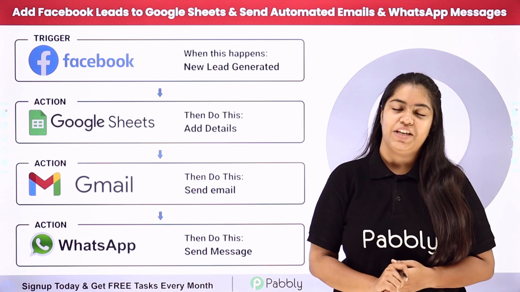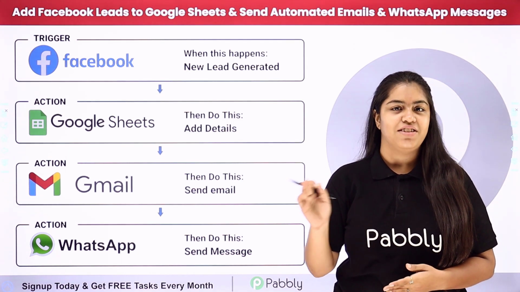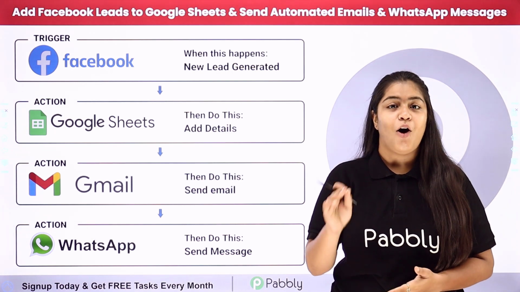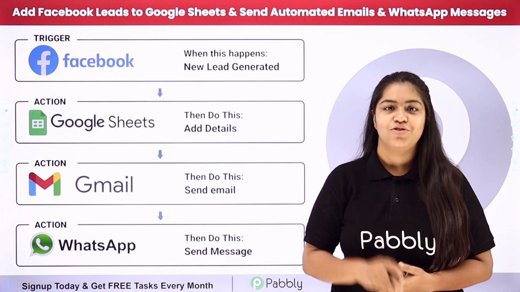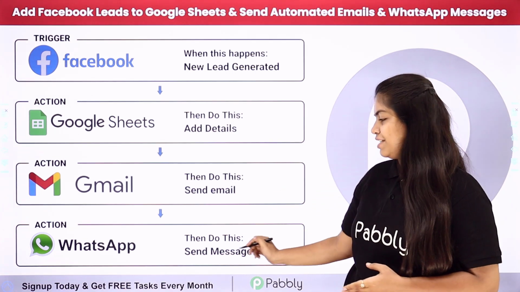So over here I am using Facebook lead ads to promote my business, and I wish that as soon as a new lead is generated in my Facebook lead ads, automatically the details of that lead should be added to my Google Sheets and my lead should receive an email and a WhatsApp message.